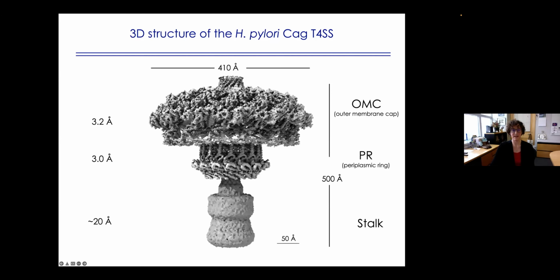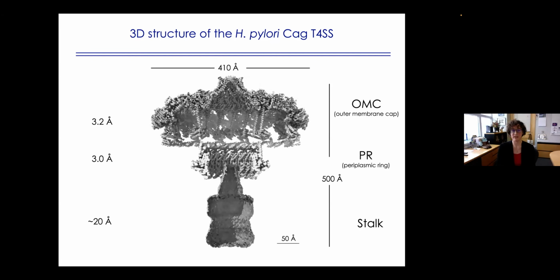So you can see we had this cap region, this mushroom cap region that we call the outer membrane cap. There's a periplasmic ring, and then there's this kind of ugly stalk. And this is because hardly any of the complexes had this stalk region. And so we really don't know what symmetry this is or what it's composed of at all still.